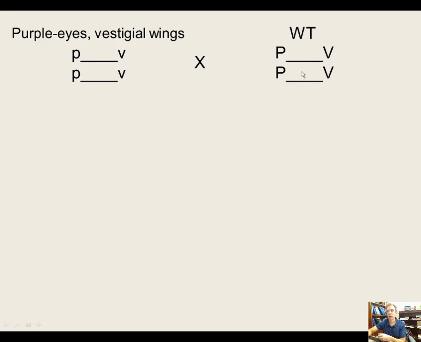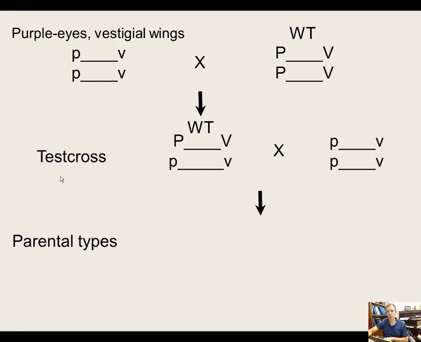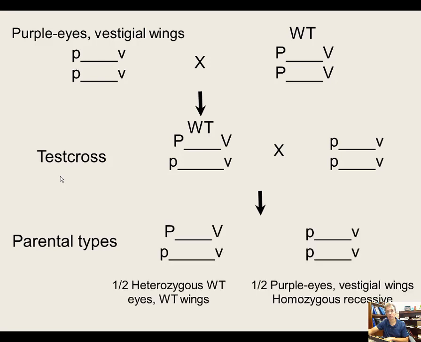Crossing that fly with a wild-type fly on the right gives the F1, which are all wild-type. But notice that one of the wild-type chromosomes, the homologous pair, is still linked here in the F1. Test crossing then gives you those parental gametes that we saw and parental offspring. So one F1, big P, big V, came from the original wild-type parent, and little p, little v came from the original purple eye vestigial wing parent.